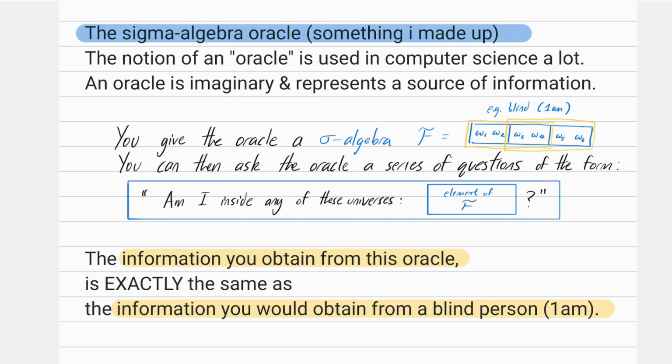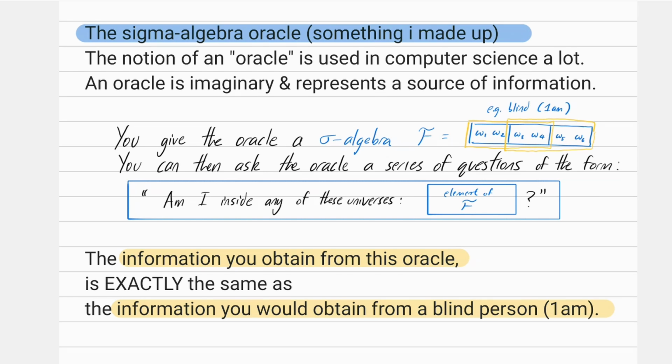So an oracle is just something where you can ask it a question and it responds. And these questions must be of a very specific form. So for this particular oracle, we're going to give it a sigma algebra. And for example, here we have the sigma algebra that represents the information of a blind person. So as you can see, he can distinguish the universes where the clock strikes 12 from the universes where the clock is silent, from the universes where the clock explodes.